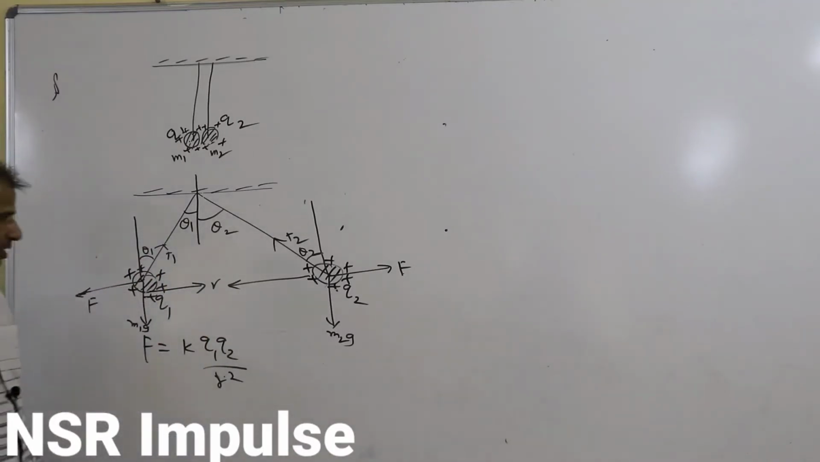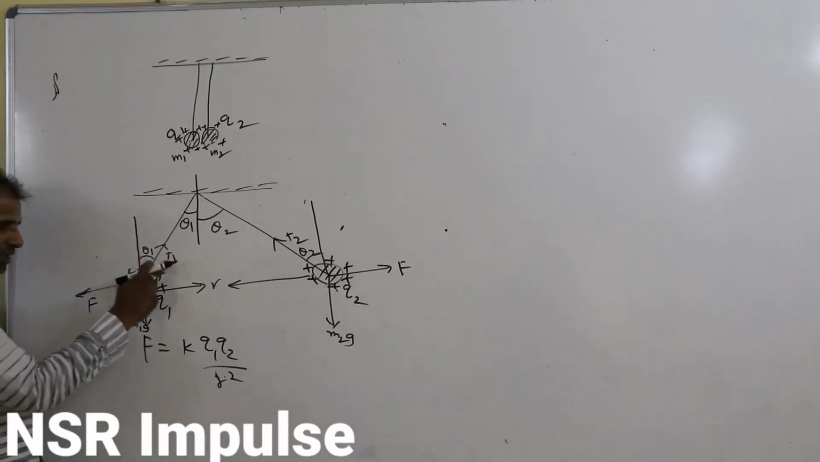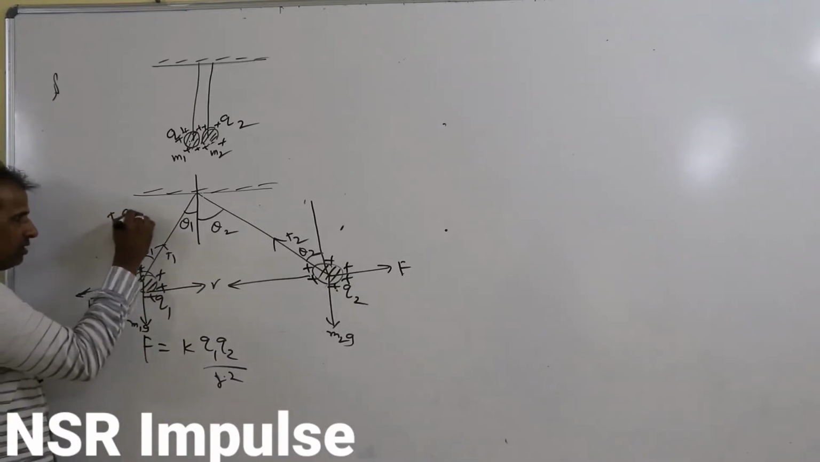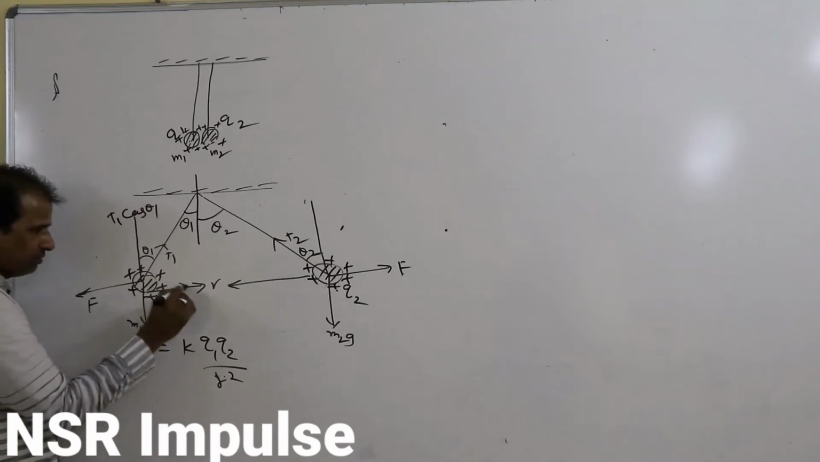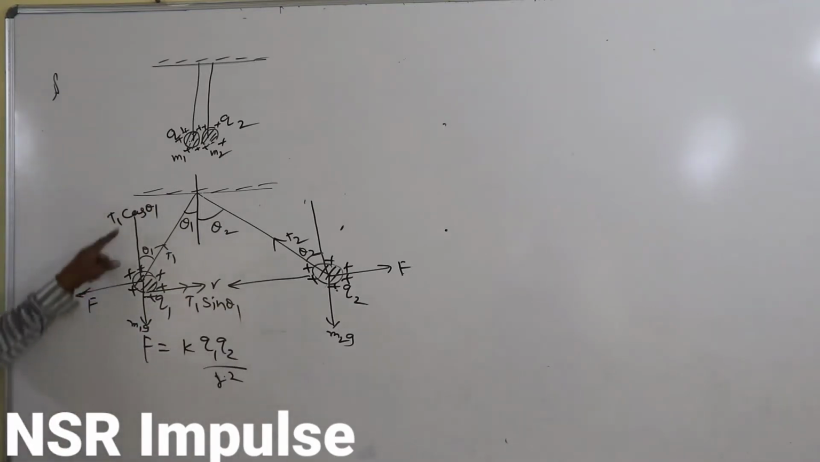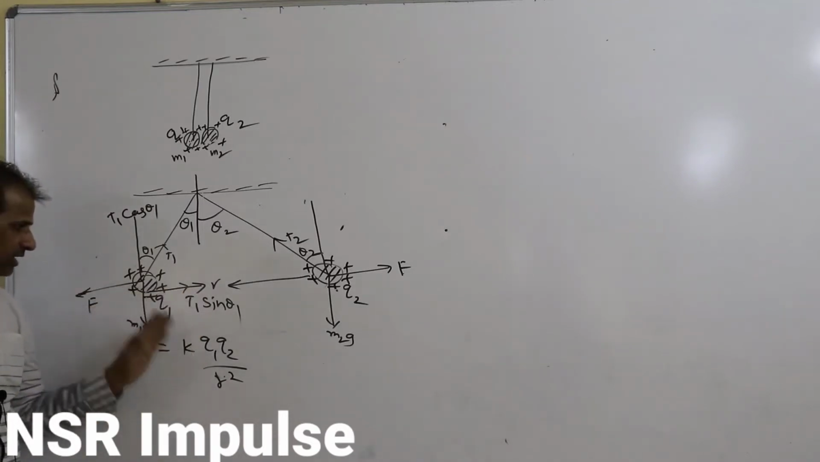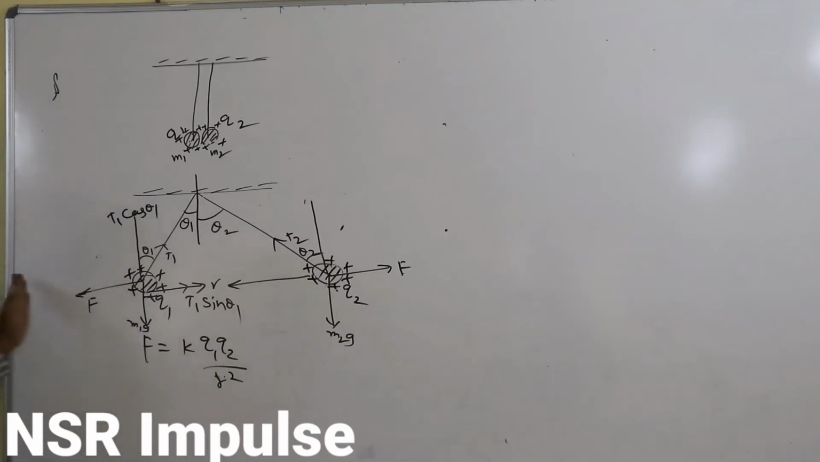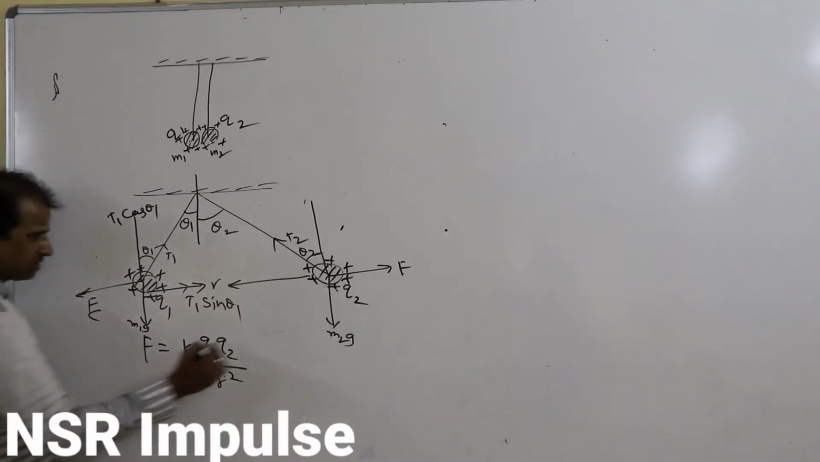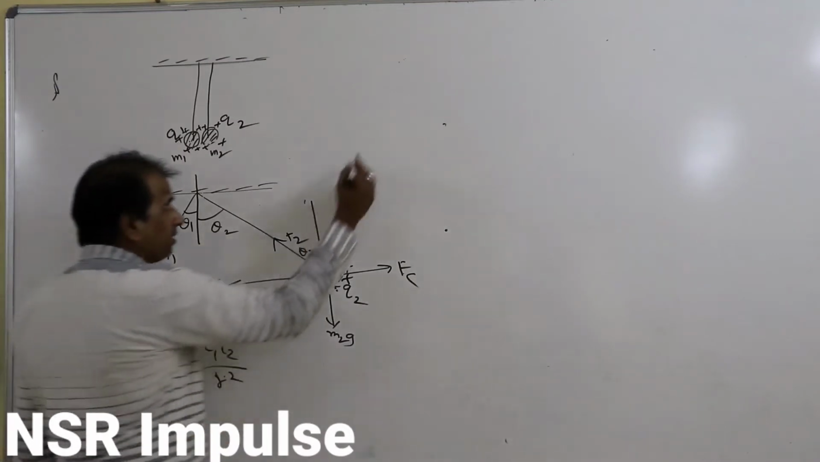When they are in equilibrium, how many forces are acting on one ball? You can see repulsive force, weight and tension. You can resolve the tension into components: T1 cos theta 1 and T1 sin theta 1. T1 sin theta 1 acts to the right side, and the repulsive force, let us take this as Coulombic repulsive force, acts in this direction.